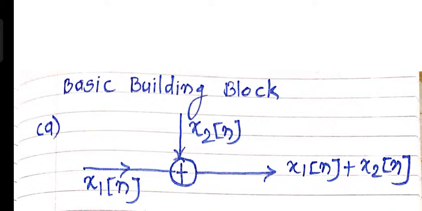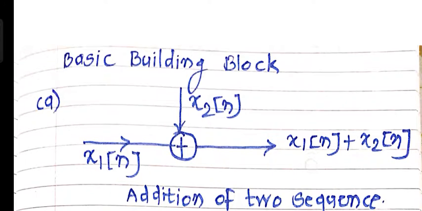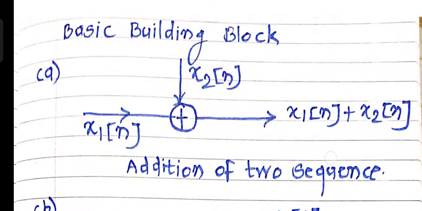So welcome again for this discussion on unit number 4. Today we will see the basic building blocks of these digital filters. One is the adder. You have the addition of two sequences: the inputs are x1 of n and x2 of n, and the output is x1 of n plus x2 of n. So this is the addition of the two sequences.